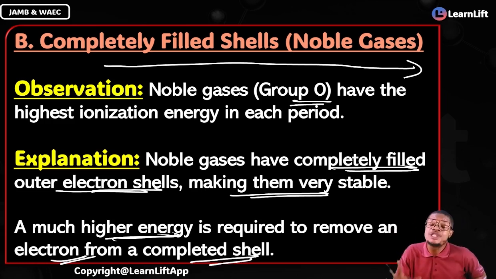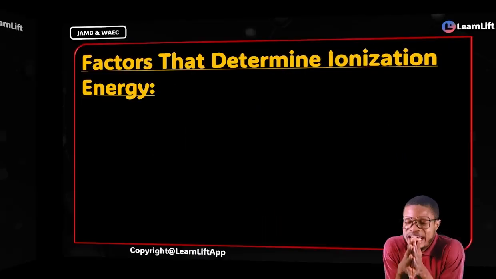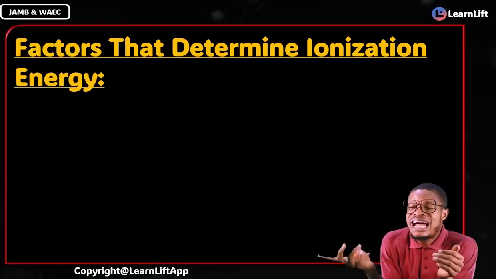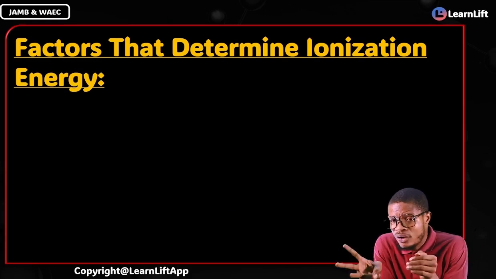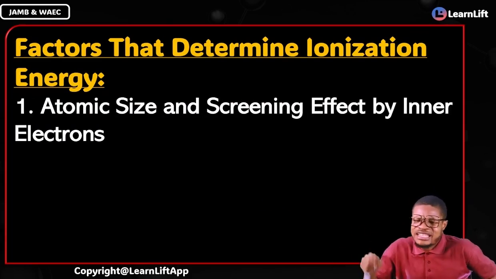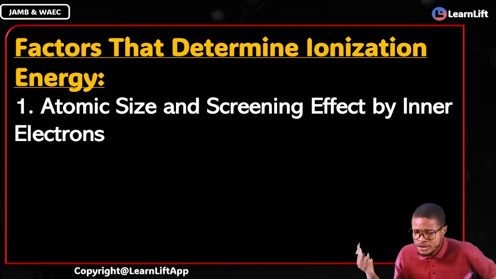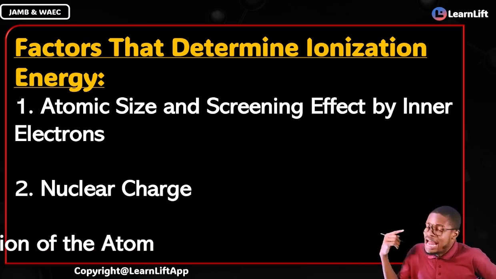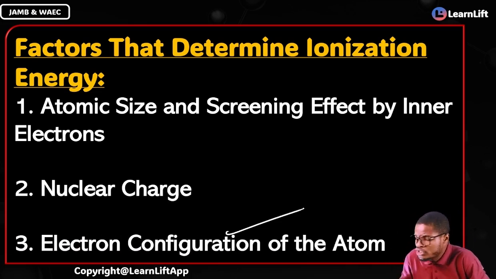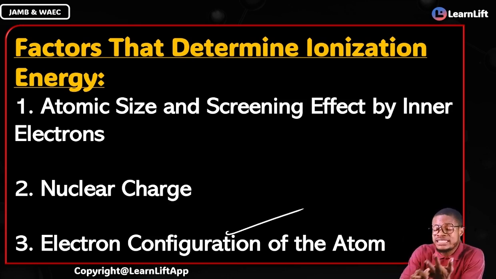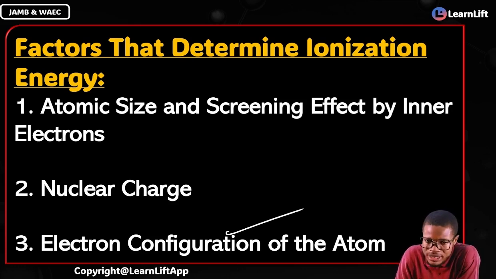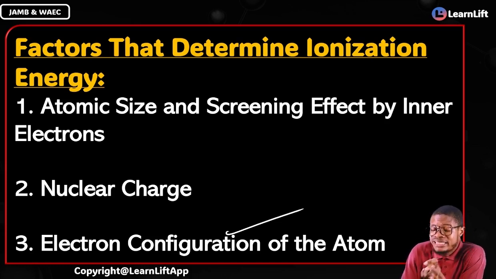Does it make sense? Are you sure? If you get this very quickly with me, I'd like you not to forget that I gave you 3 factors that determine ionization energy. How many are the 3 of them? Number 1 is atomic size and the screening or shielding effect by the inner electrons. Number 2 is nuclear charge, and number 3 is the electron configuration of the atoms. And electron configuration of the atom, we looked at in 2 areas: those that have completely filled or partially filled suborbitals, and number 2, those that have completely filled shells, which are the inert gases or the noble gases.